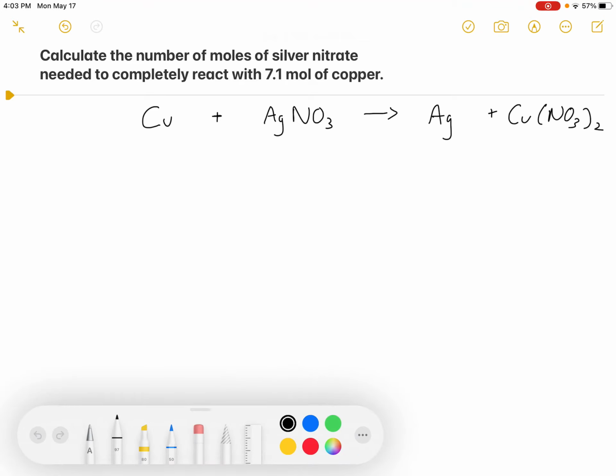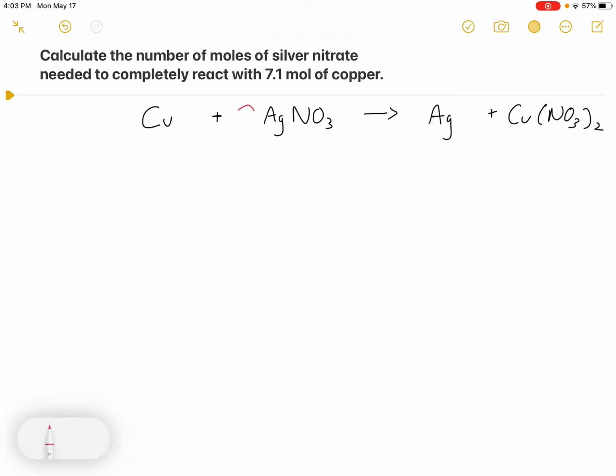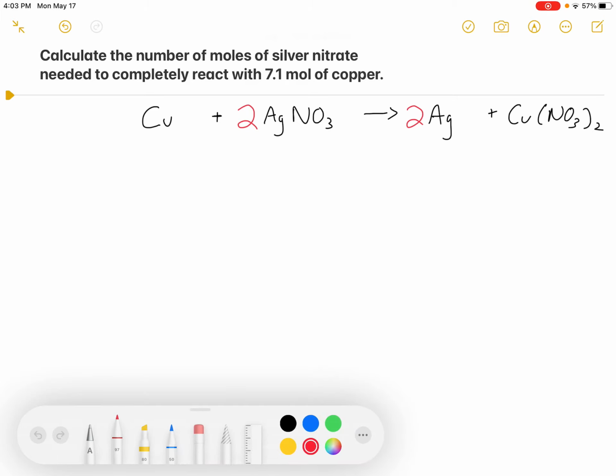So our next step, we just have to make sure we go through and we quickly balance our equation. So I see that there's 2 nitrates on the right side. We got to make sure there's 2 on the left side, so I'll just put a 2 there. And now there's 2 silvers on the left side, so we got to make sure there's 2 on the right side. I'll just put a 2 there. All right, now with that, we have balanced our equation.